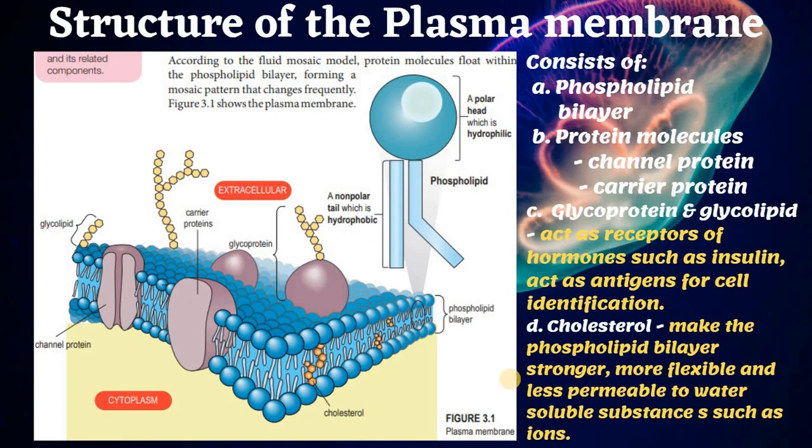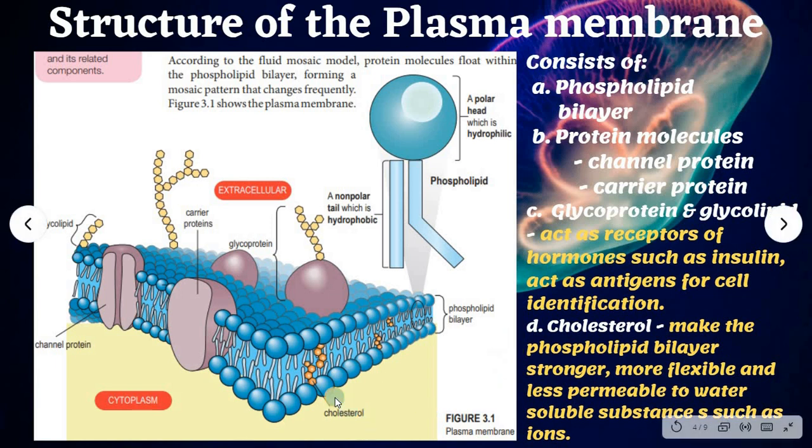Now we move to the structure of the plasma membrane. We already learned the structure of the plasma membrane in chapter 2. So remember, what is the function of the plasma membrane? The function of the plasma membrane is to control the movement of substances into and out of the cell. The other function is to separate the content of the cell from the external environment. So now we go to the structure.